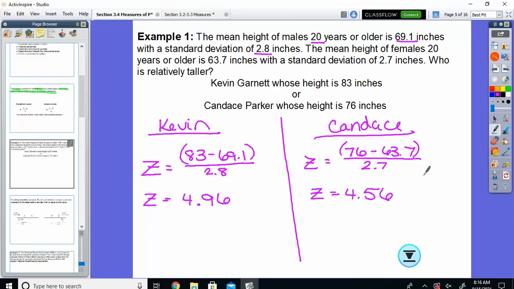So first of all, a z can be positive or negative. What do you think the difference is? What would a positive z mean? They're above the average. Above average, and a negative z would be below average.